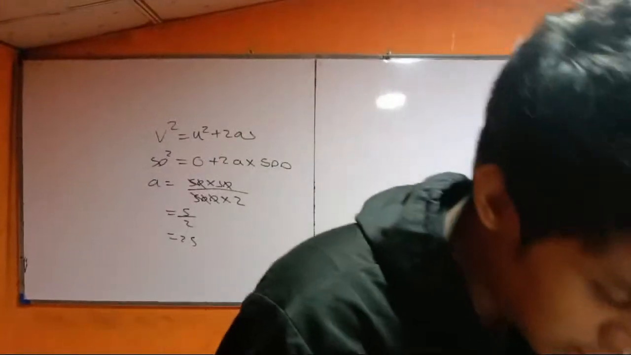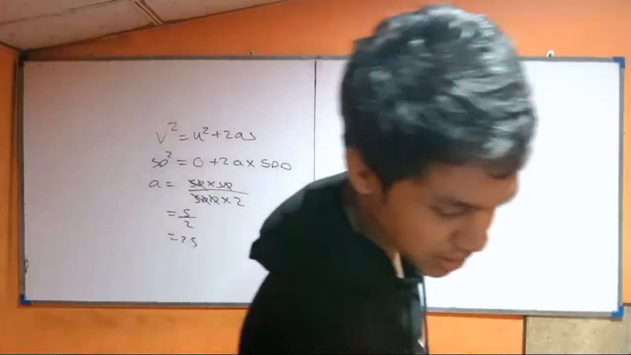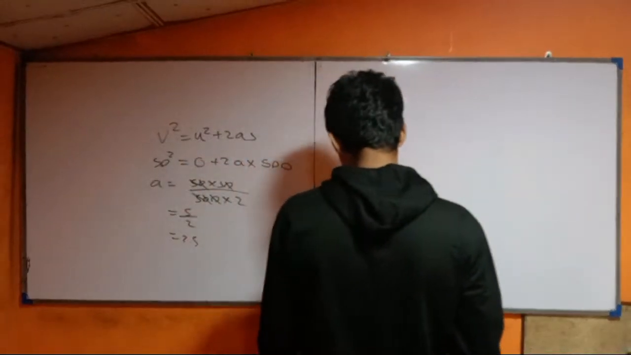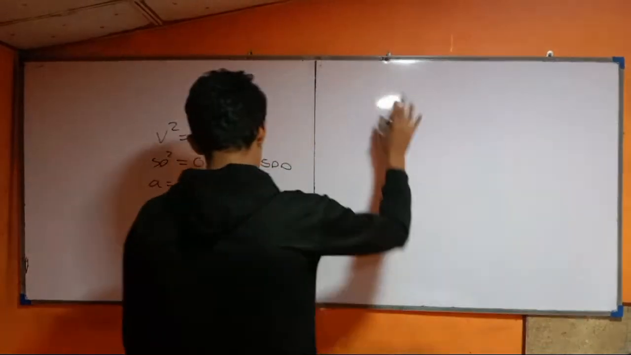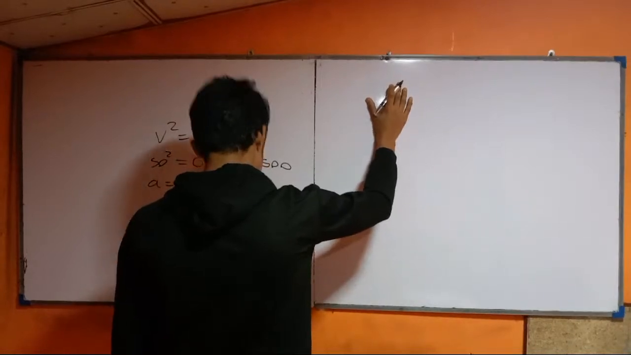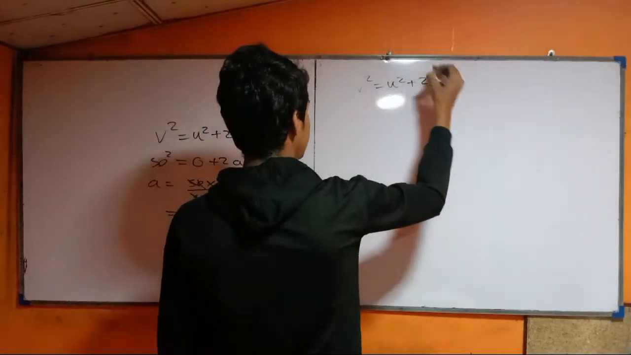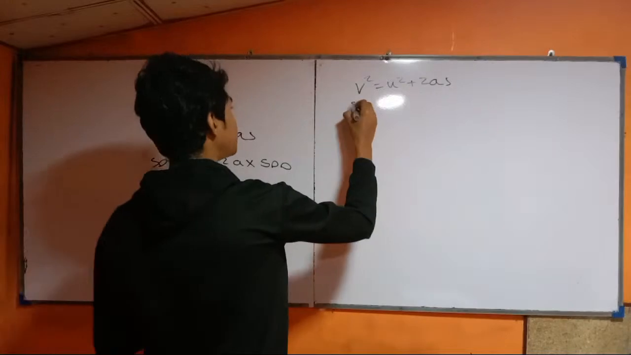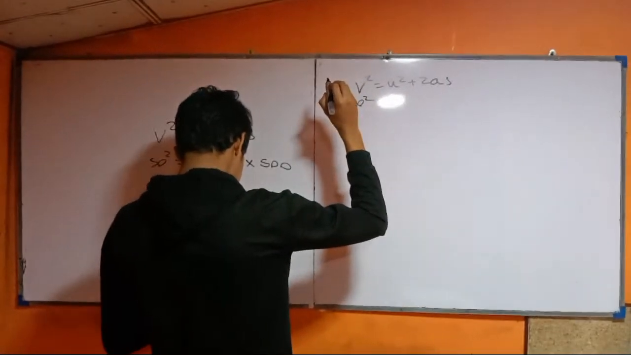Right. A boat traveling at an acceleration of half meter per square second gains a velocity of 50 meter per second after traveling a distance of so on. What is the initial velocity and the time taken? V squared equal u squared plus 2as. Final velocity is going to be how much? 50 squared. Right? So 50 squared.